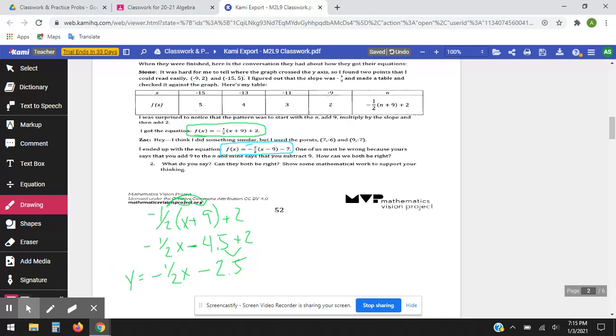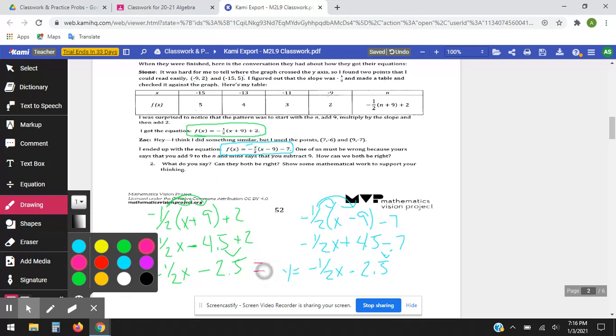Let's see what Zach's ends up being. So his is -1/2 x minus 9 minus 7. Now let's distribute. So again, -1/2 x, so far we're the same, minus negative, that means a plus 4.5, because that's 1/2 of 9, minus 7. Well, if I combine 4.5 minus 7, that actually equals a -2.5. So these guys are equal to each other.